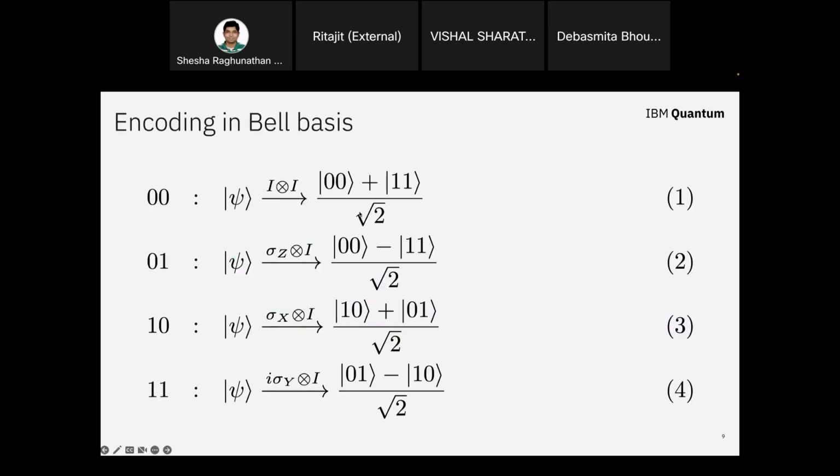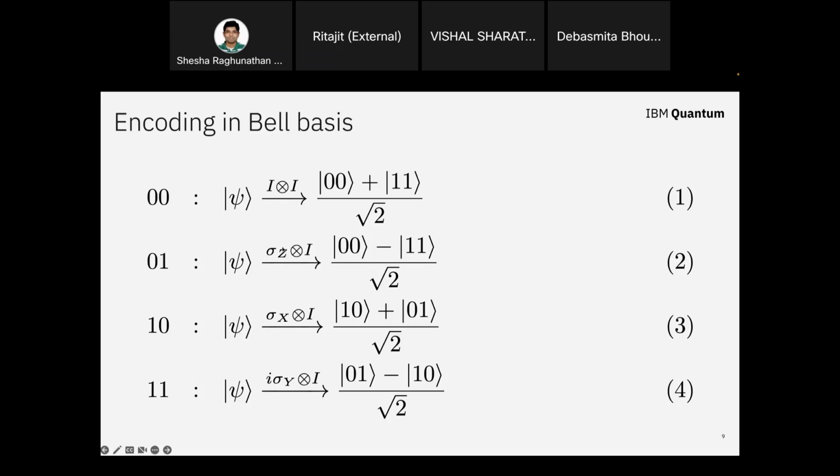So here is the rule. Let me walk through this again. Alice wants to transmit, let's assume 00 is the information it wants to encode and send. If it is 00, the rule that Alice applies is it just applies identity on its qubit. If it wants to transmit 01 across to Bob, then the rule is it will apply sigma z on its qubit.